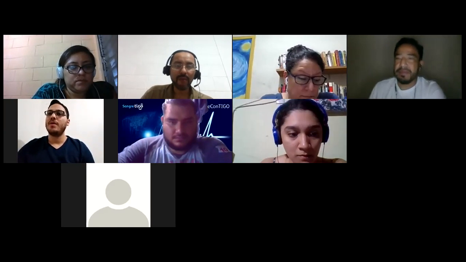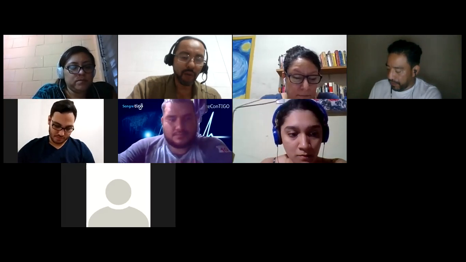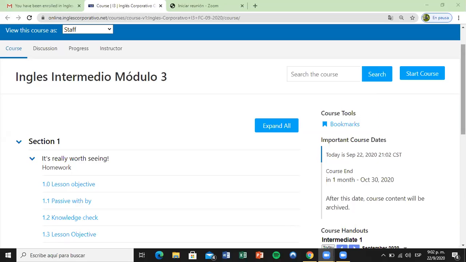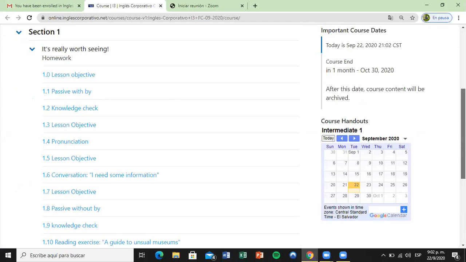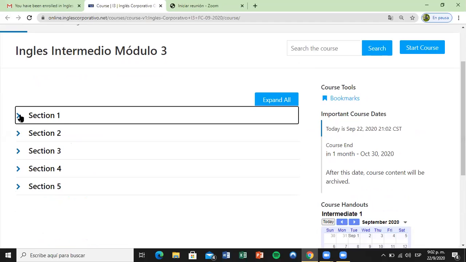Then I think everybody understands how to use the platform, how to check the grades. I'll only do a quick review then, okay? First, you should have access to the platform. The platform is going to say Ingles Intermedio Module 3, okay? This is the level where you are, and you're going to see all of the different sections, okay? In our course, we have 5 sections. We are 4 weeks, but 5 sections. This means that we do more than 1 section per week, okay? So it's a little bit more each week than 1 section.